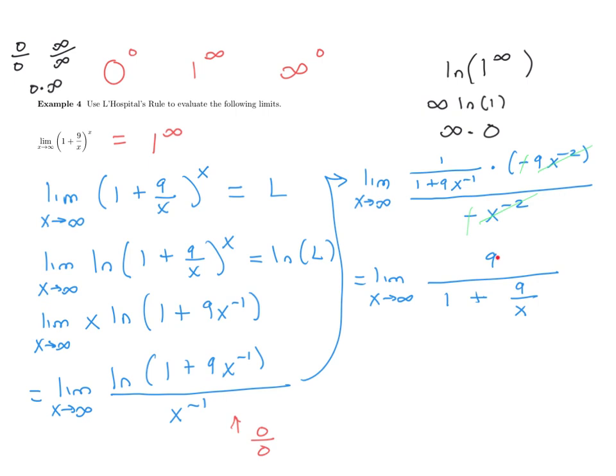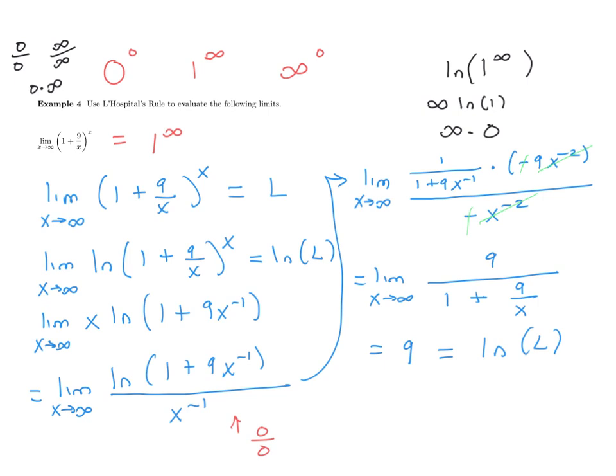Yeah. 9 stays 9, and so does 1. But 9 over x goes to 0. This is 9 divided by 1 plus 0. This equals 9. We did not solve the original question. We solved this one. We showed that this was equal to 9. That is equal to the natural log of L. So I'm going to put that down here.